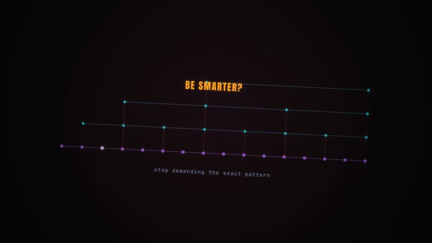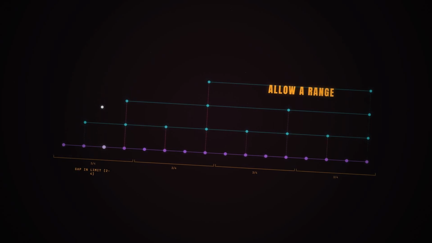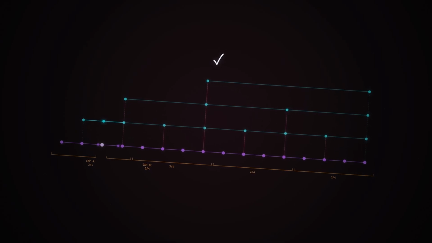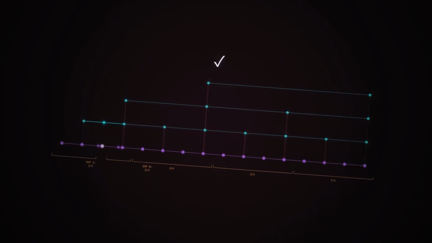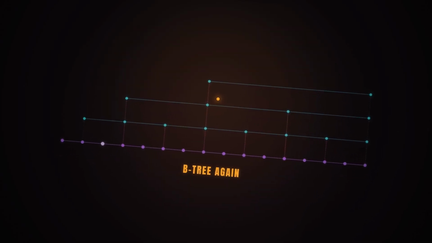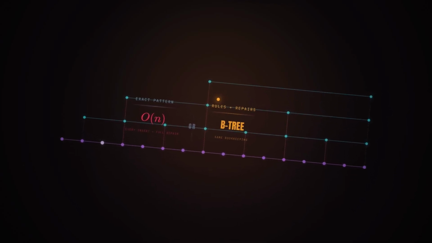And if your next thought is, okay, be smarter about it. Stop demanding the exact pattern. Give every gap an allowed size range, and repair a region only when its gap breaks the rules. That actually works. But listen to what you're describing. Gap limits, splits, promotions. That's the B tree again. Every deterministic repair anyone has found eventually turns into machinery of that same kind.